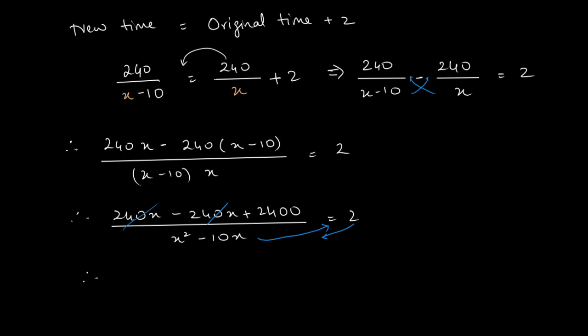gives me, or if that step gets a little confusing for you guys, let's do it in the next one. Right, it's easier that way. So we have 2400 left here. 2400 is equal to 2 into x squared minus 10x. Right. And now if I'm to divide both the sides by 2, 2400 divided by 2 will give me 1200.